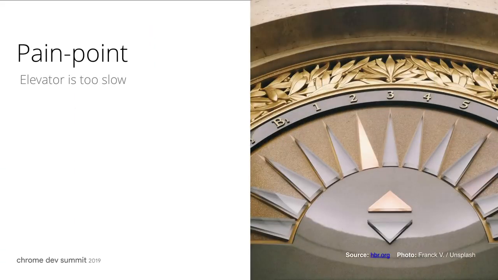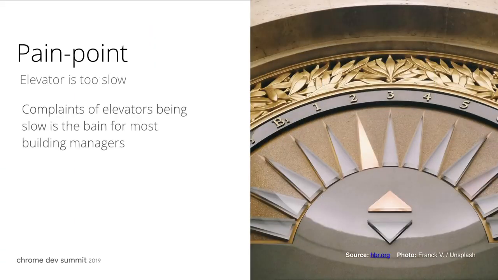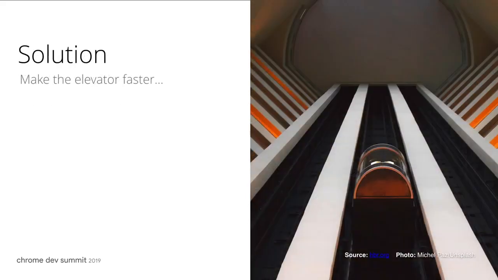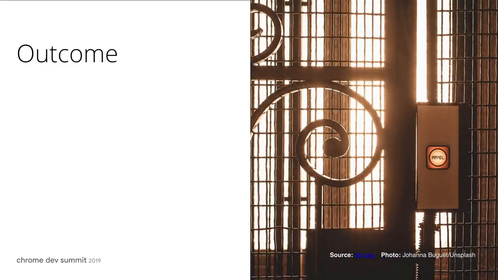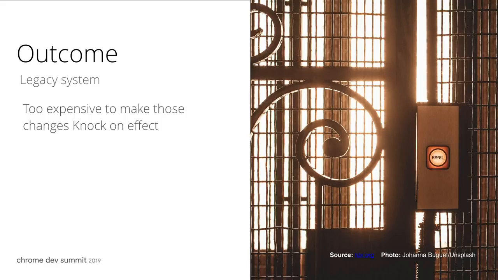People often complain to building managers that the elevator is running really slow. So this is a big pain point. One potential solution is to make the elevator faster. You can install a new motor, you can upgrade the motor, you can rip out the elevator, try different algorithms. The problem with this though is it's quite an expensive thing to do, and for legacy systems this is really difficult. So this parable kind of describes the web.